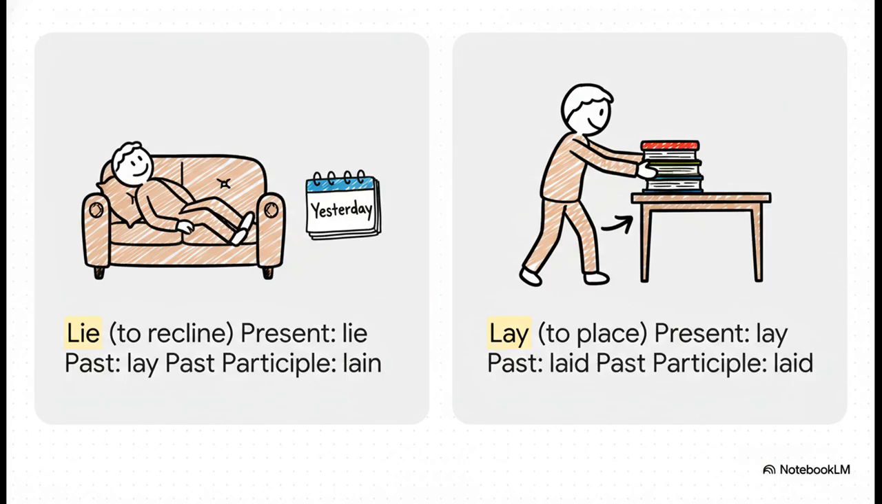And now for the big one, lie versus lay. This one gets everybody. But the key is to just remember that lie is something you do yourself. You recline, you lie on a couch. Lay is something you do to an object. You place it. You lay a book on the table. Now, here's the really tricky part, so look closely at this chart. The past tense of lie is lay. I know, it's crazy. So you'd say, today I lie on the couch, but yesterday I lay on the couch. It's confusing for sure, but that's the rule.